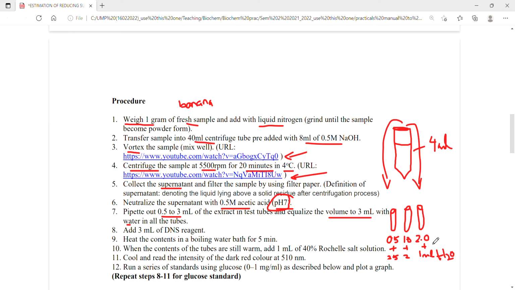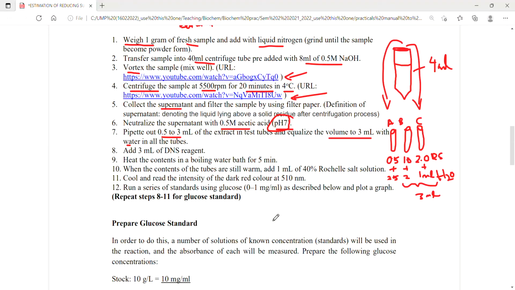So this is your reducing sugar from the banana which you extracted. Then you add this. So total will be 3 ml. This is all the unknown but different concentration. Okay, so the next step is you add 3 ml of DNS. So if you have this much, now you add all 3 ml. Okay, heat the content in a boiling water bath.